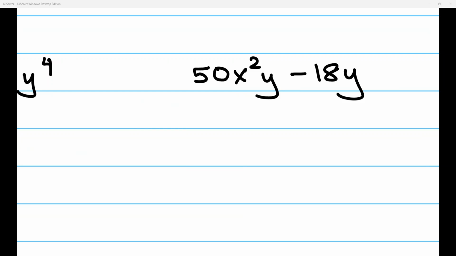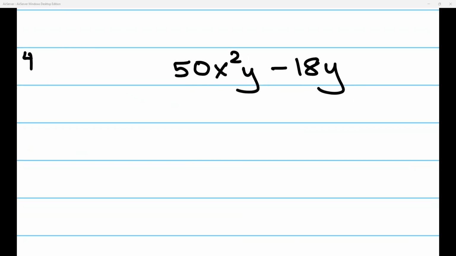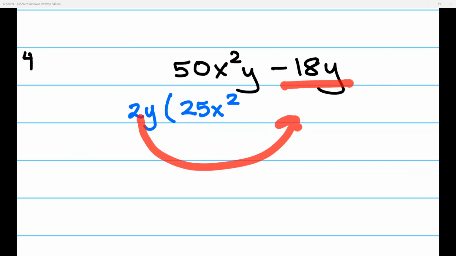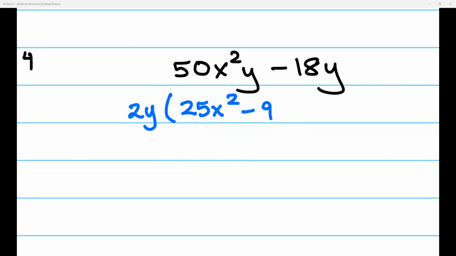Let's go 50x squared y minus 18y. What is the GCF? If you said that the GCF was 2, you are super close. What else can I factor out? They both have a y, therefore I can factor out the y as well. Now that I have that, then I can go ahead and do this. 2y times what? That's going to be a 25x squared will give me the 50x squared y. And then 2y times what is going to give me -18y? That's going to be a -9.